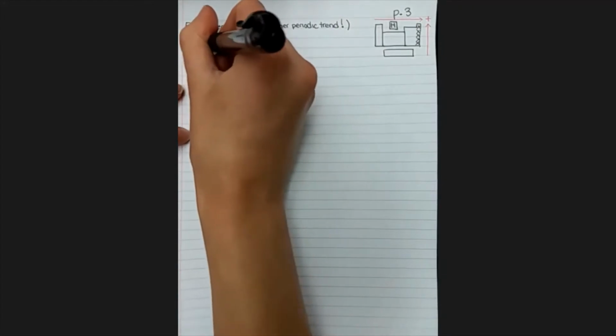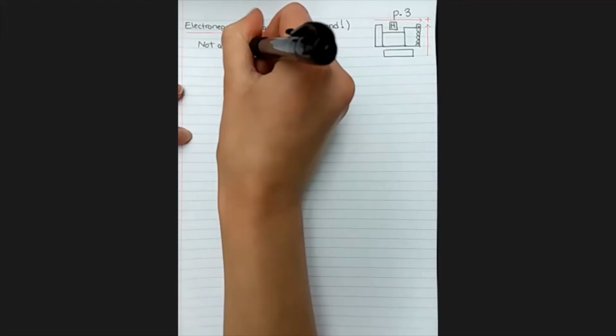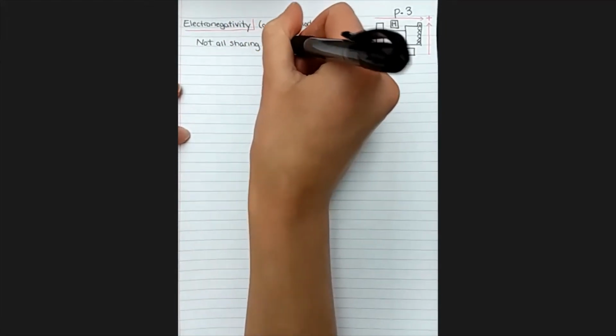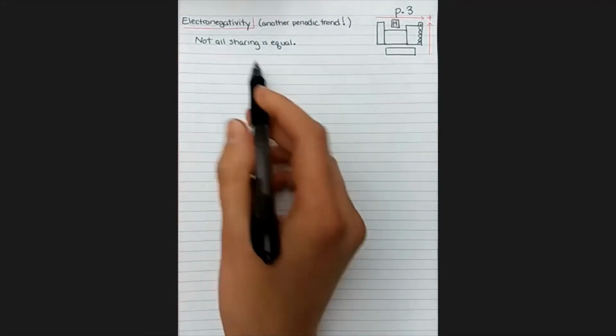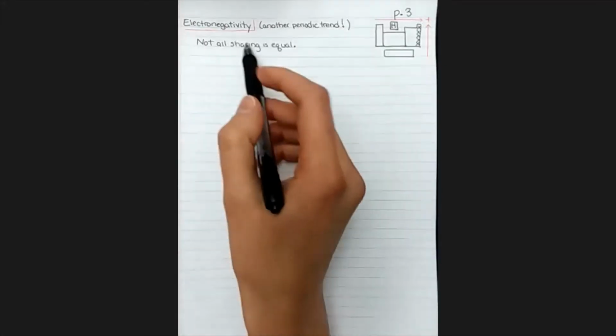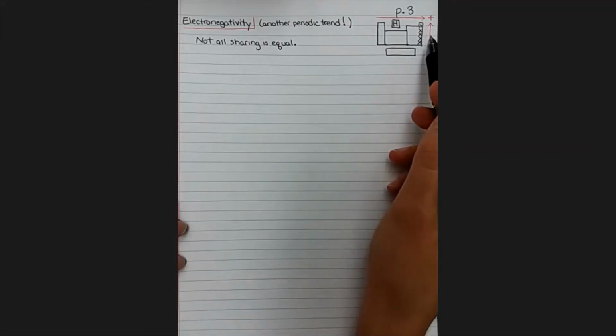So the punchline for this section: not all sharing is equal. And so we need a way to describe whether a particular atom is willing to share or is not very good at sharing. And so we can use the new periodic trend called electronegativity. And you can see over on our little table over here that it is the largest and most positive towards the top right corner of the table, with the exclusion of the noble gases.